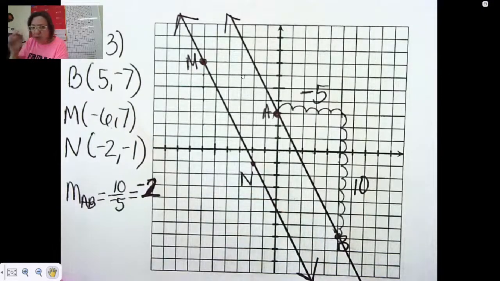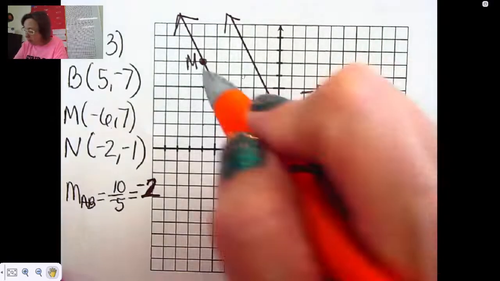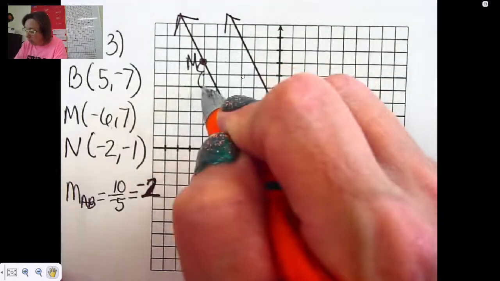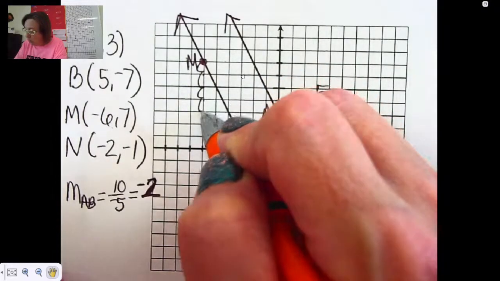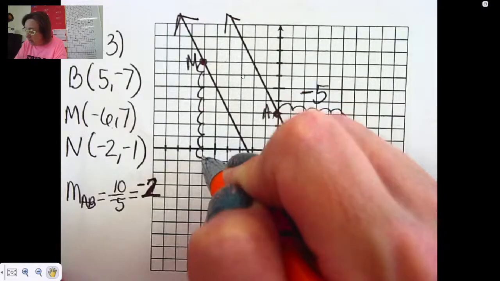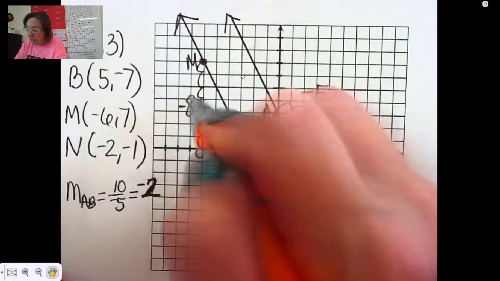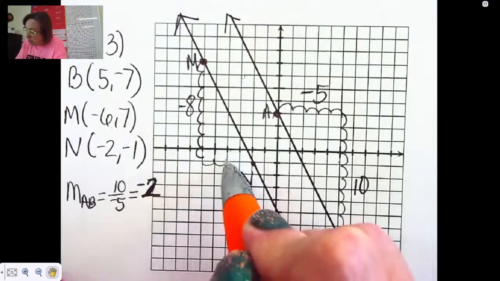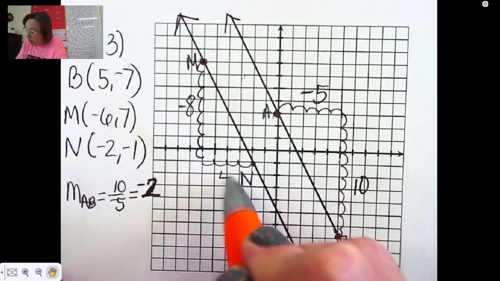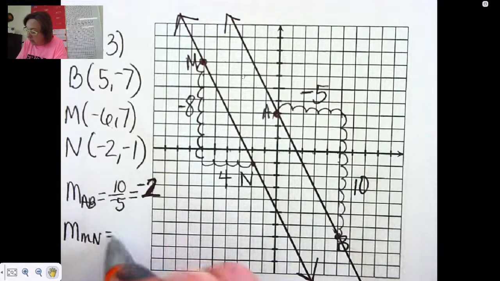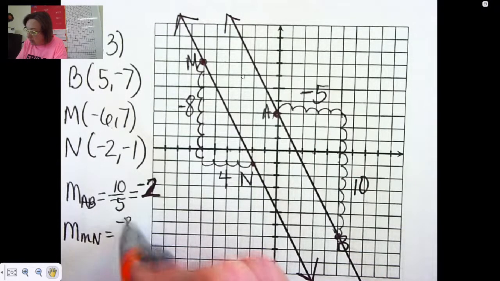Okay, and then we're going to do the slope for MN. I'm going to start at M and go to N. So I'm going to go down 1, 2, 3, 4, 5, 6, 7, 8. I went down 8, so my rise is negative 8. And then I'm going to go over 1, 2, 3, 4. So the slope of MN is going to be negative 8 over 4.